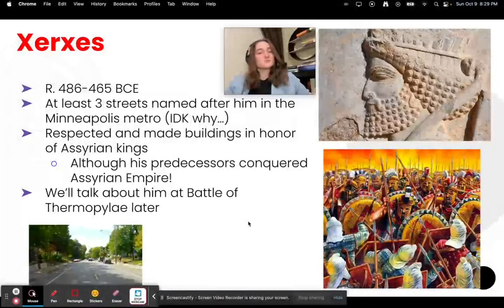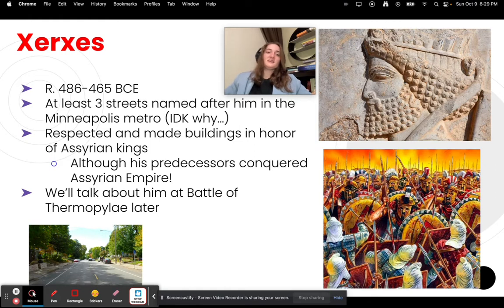All right, Xerxes. We're going to talk about him later, but here's a little background about him. So he ruled from 486 to 465. There's at least three streets around in the Minneapolis area that are named Xerxes, and that's named after that dude, and I don't know why. I mean, it's a super cool name.